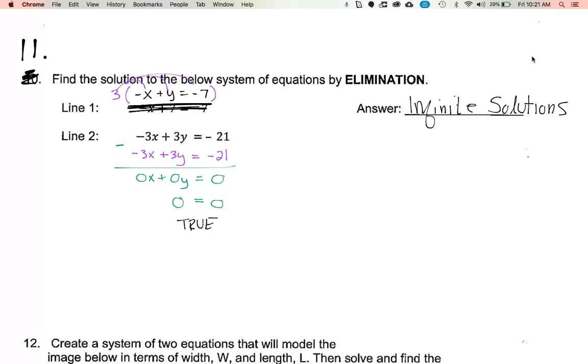Now, you can have a problem that also ends up being false, like 0 equals 7. Then that would be no solution. But this one is true.